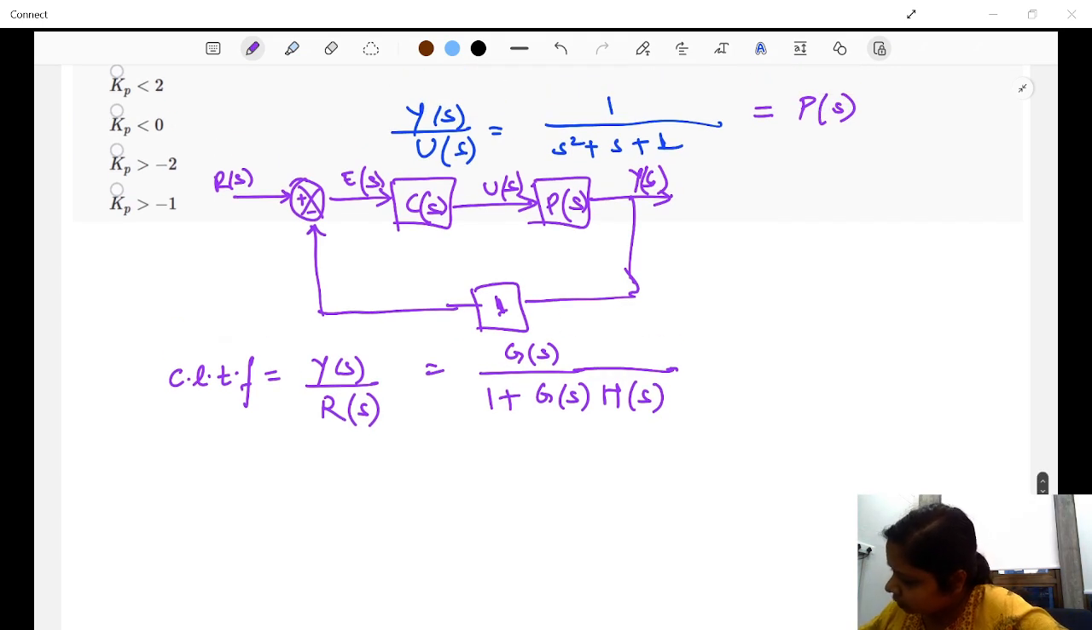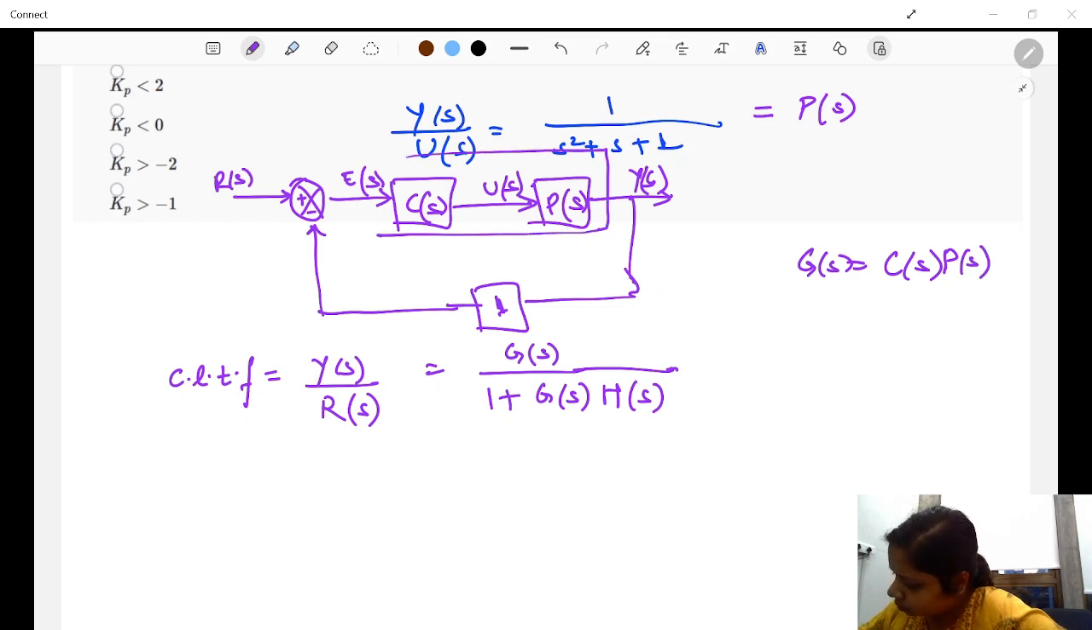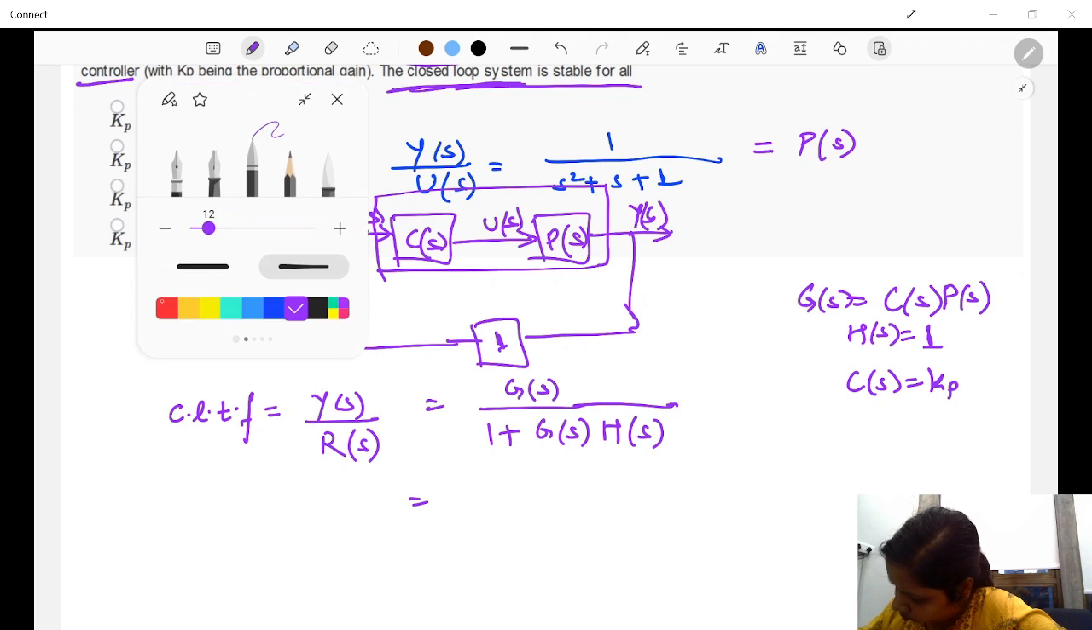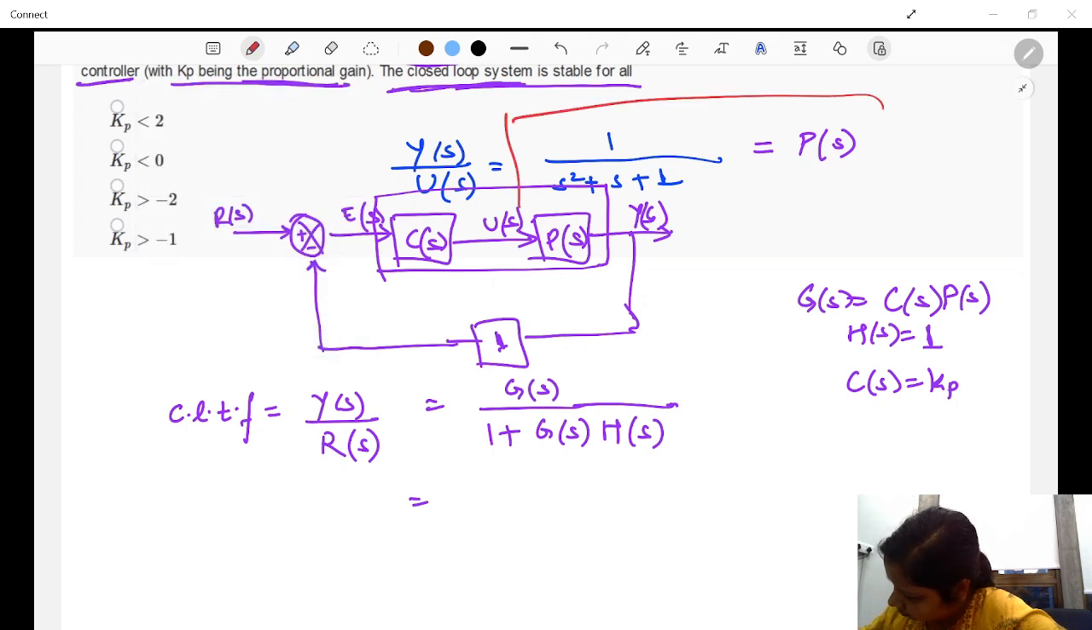So what is G(s) here? G(s) is C(s) into P(s). Whatever you get in the forward path is G(s). H(s) is 1 here, right? In our case, we have a proportional controller. That means C(s) is equal to Kp. So we can write G(s) to be C(s) into P(s), and this thing was our P(s). This whole thing is our G(s).